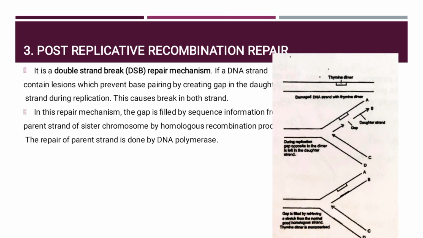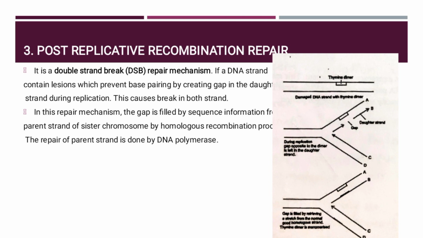Post-replicative recombination repair. It is a double-stranded break repair mechanism. If a DNA strand contains lesions which prevent base pairing, this creates a gap in the daughter strand during replication. This causes a break in both strands. In this repair mechanism, the gap is filled by sequence information from the parent strand of the sister chromosome by the homologous recombination process. The repair of the parent strand is done by DNA polymerase 1.